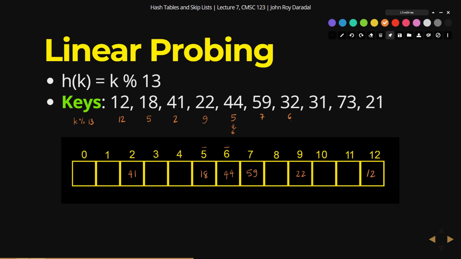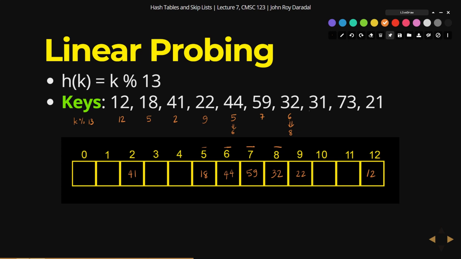But for the next one, 32, the closest multiple is 26, so that's 6. So it's supposed to be at index 6, but index 6 is already occupied by 44 right here. So we'll have to probe. 6 is taken, 7 is also taken, 8 is empty, so we can put 32 here. So from supposed to be index 6, we ended up at index 8.